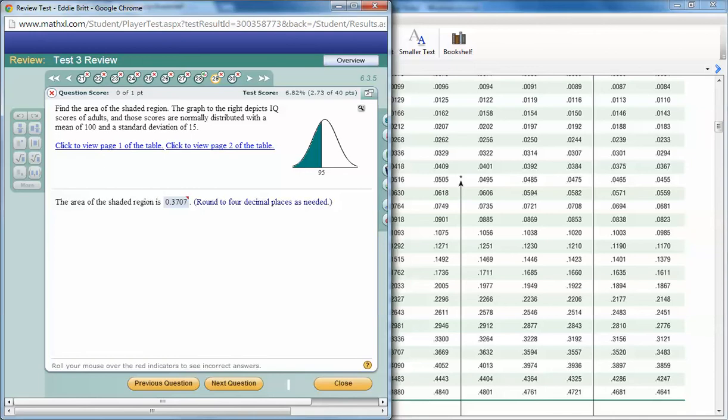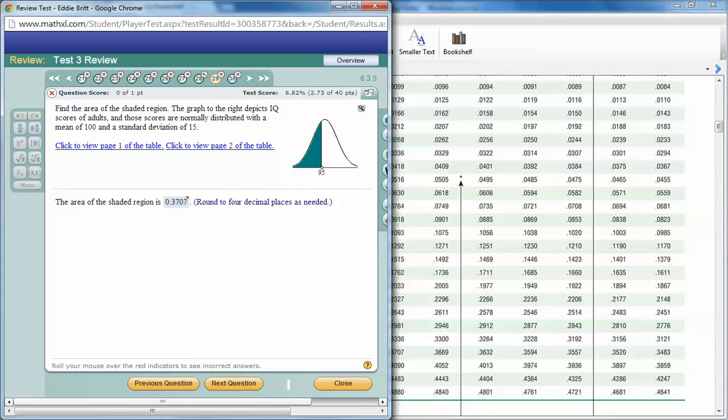Now, this is another one of those where we're given, let's see, we want to find the area, okay? Here's how this is different. Find the area of the shaded region. The graph to the right depicts IQ scores of adults, and those scores are normally distributed with a mean of 100 and a standard deviation of 15.